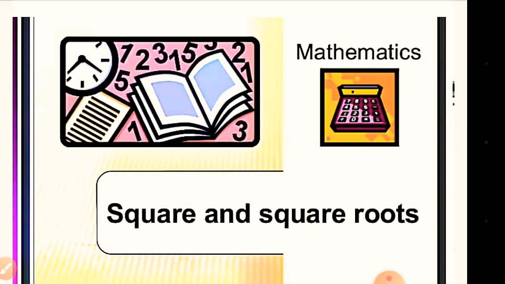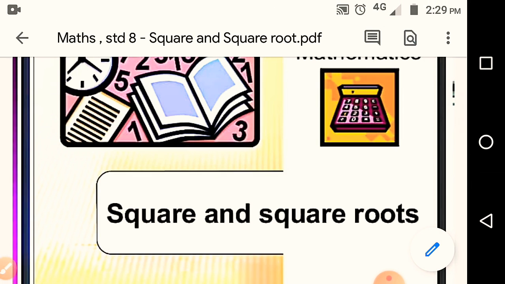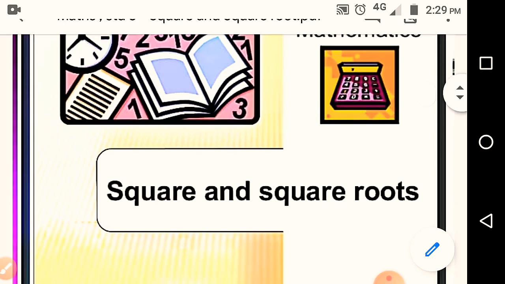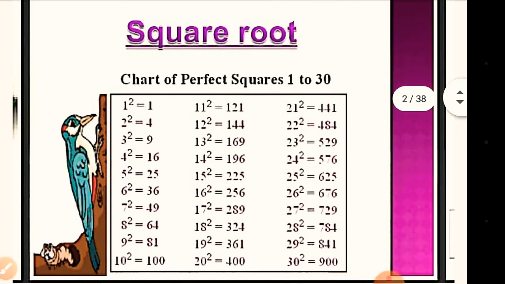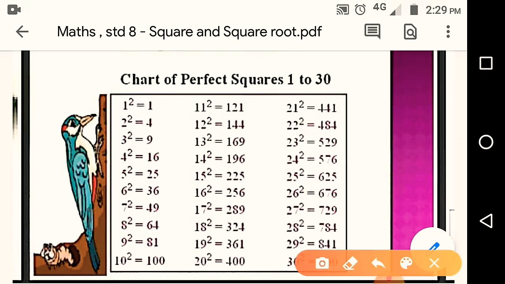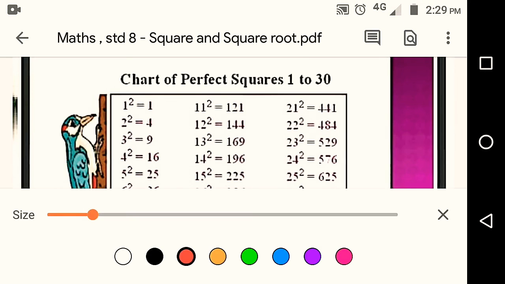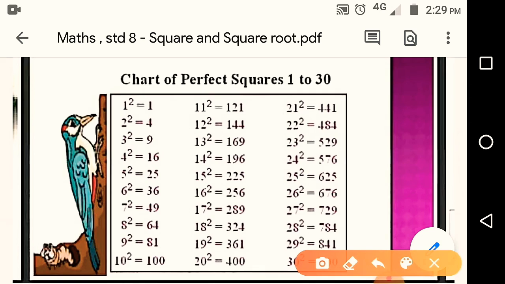So we will see other topics related to this. So moving ahead, this is a table chart of perfect square numbers from 1 to 30. This is how square is written. On the top we write 2. It is also called power or raised to. For example, here if you can see, 1 raised to 2.